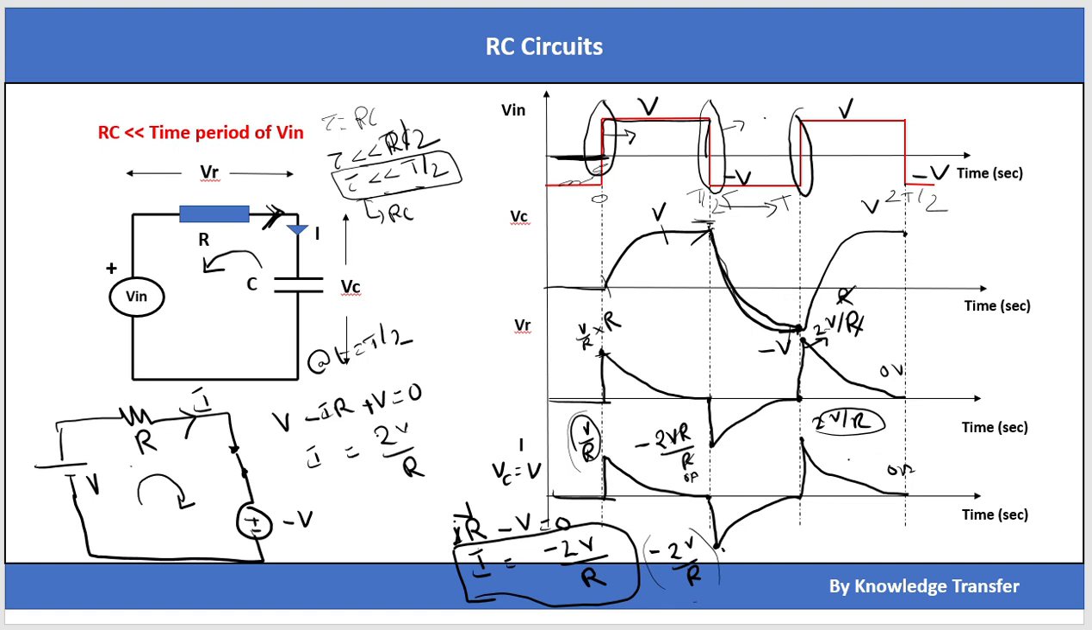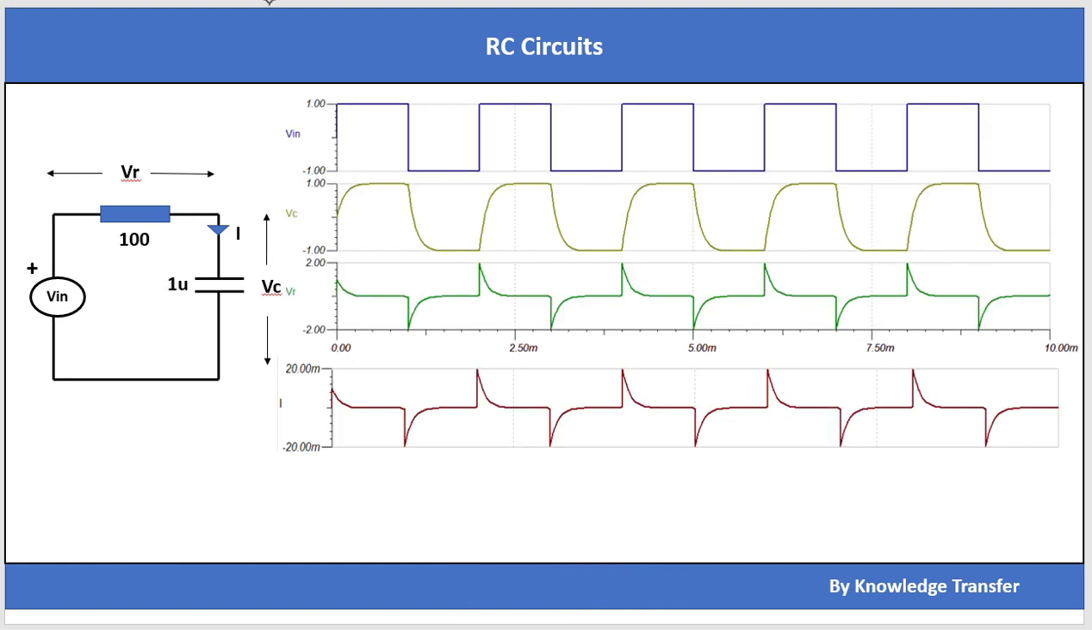And I have simulated the same circuit again. Let's see what is the result. So this is the circuit I have simulated with 100 ohms and 1 microfarads. If you see, this is the input voltage which I am applying from 1 volt to minus 1 volt, so that the VC is suddenly becoming 1 volt, and again it will be coming to minus 1 volt.